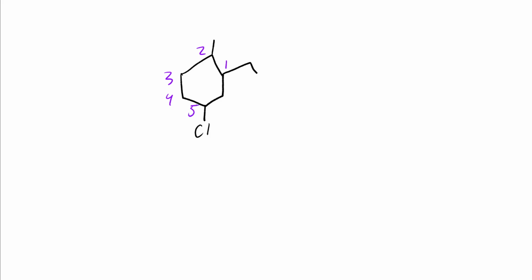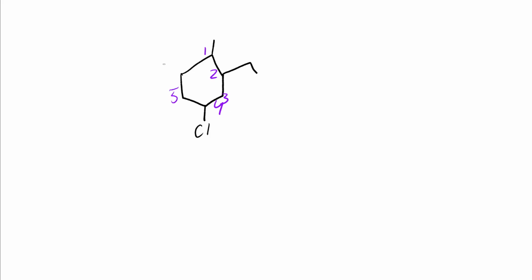Chlorine at 5? Really? No, I don't want that. What about the other way? 1, 2, 3, 4, 5, 6. Methyl at 6? No, that's pretty bad. I don't want anything past like 4. That's terrible. Just do 1, 2, 3, and 4.